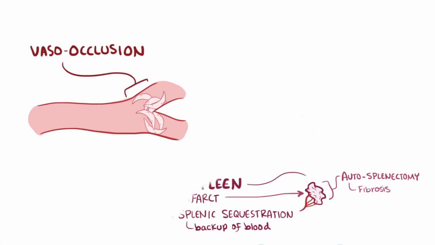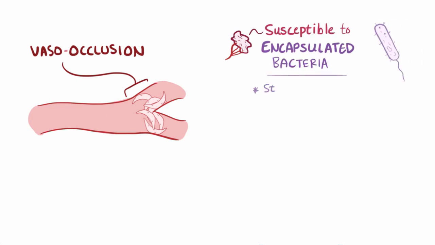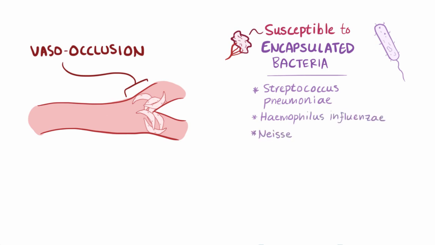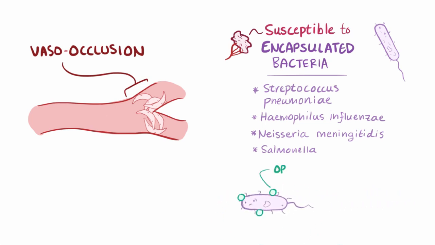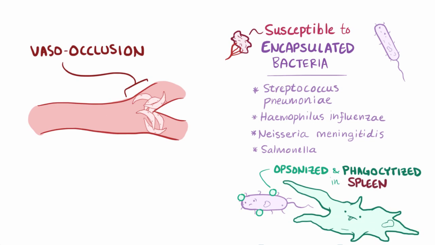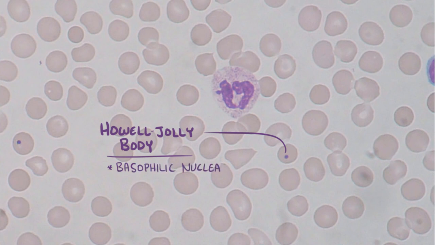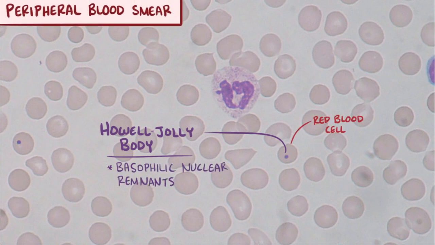Having an absent or non-functional spleen means a person is susceptible to encapsulated bacteria, like Streptococcus pneumoniae, Haemophilus influenzae, Neisseria meningitidis, and Salmonella species, since encapsulated bacteria are normally opsonized and then phagocytized by macrophages in the spleen. It also leaves a person with Howell-Jolly bodies, basophilic nuclear remnants in red blood cells, which can be seen on a peripheral blood smear.